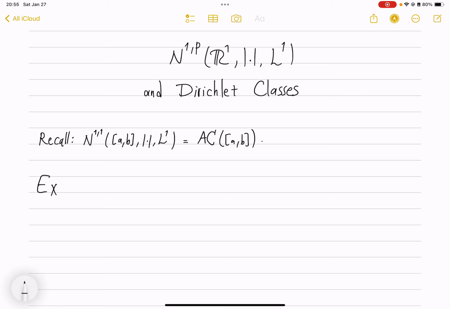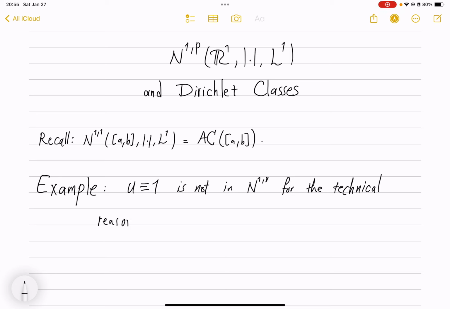Let me first motivate with this example that the constant function 1 is not in N11, for a technical reason. It's not really a deep reason, so this does deserve to be called a smooth function, but per se, technically it's not in this class because it does not belong to L1. It's just not integrable. Its derivative, though, which is just 0, and also it's an upper gradient, is in L1 nevertheless. So I'm going to call this space R1 equipped with the standard metric and the Lebesgue one measure, my metric measure space X.